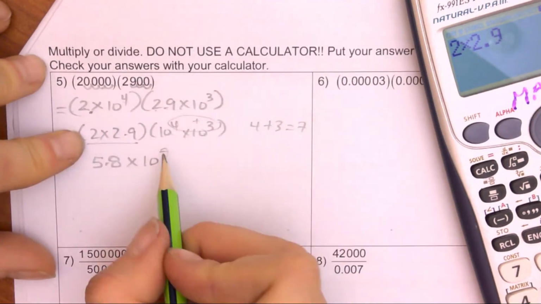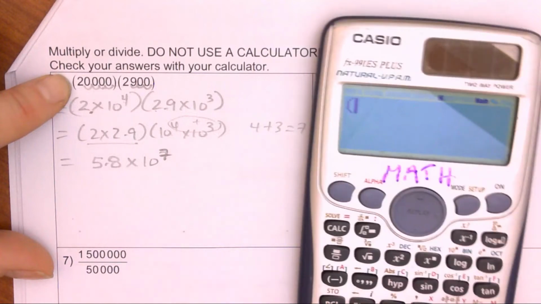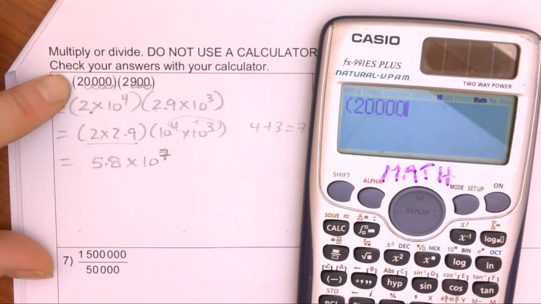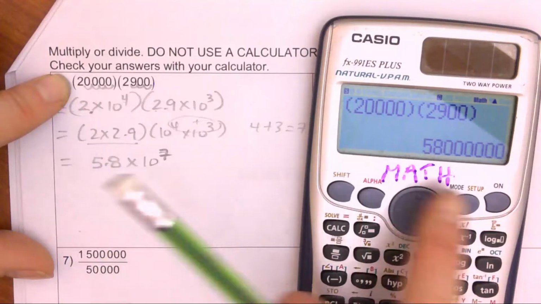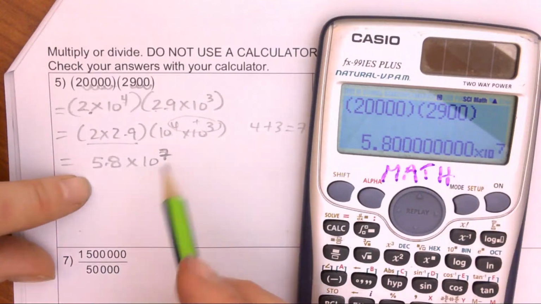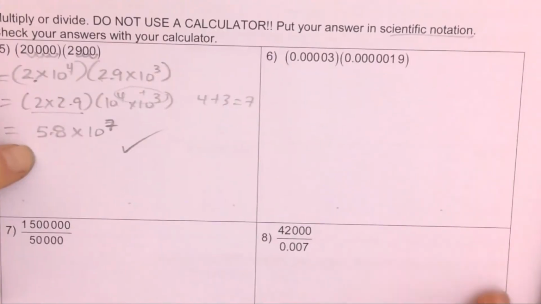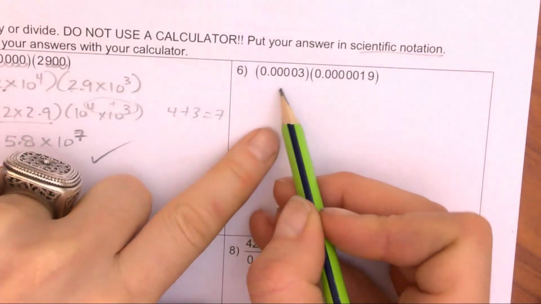Now, if you want to use your calculator for this question, you can just put it in like this. 20,000 times 2,900. And we want it in scientific notation. So Shift, Mode, 7, 0. 5.8 times 10 to the 7. We are correct.